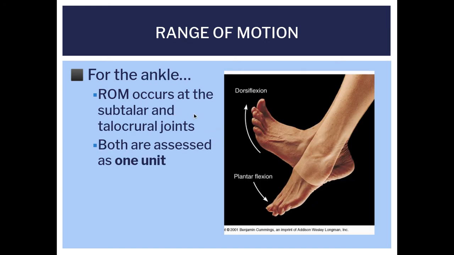As for your ankle, you have movement at the subtalar and talocrural joints. So remember, the subtalar joint is where that movement is occurring between the calcaneus and your talus. And then the talocrural joint is that movement between your tibia, fibula, and talus. And so you're basically assessing all of those in just one movement.